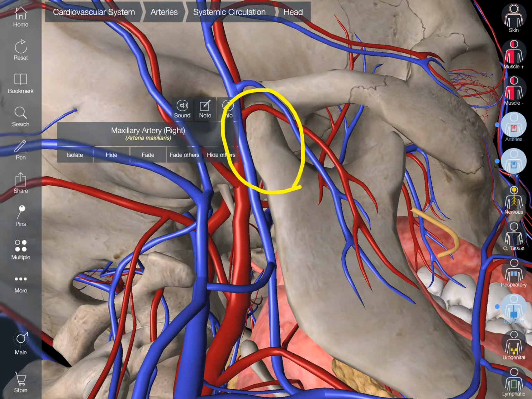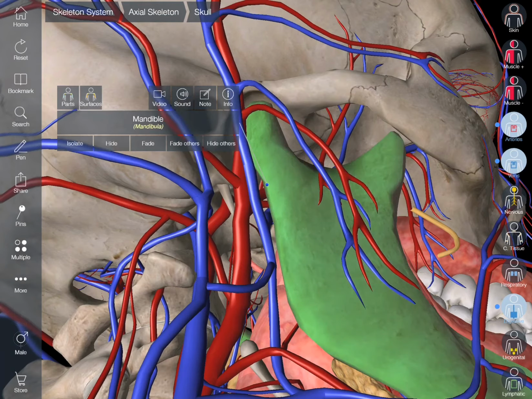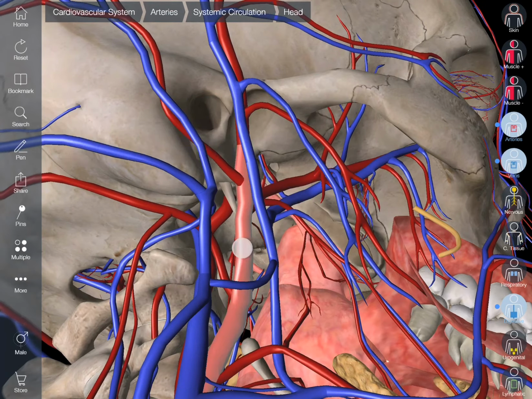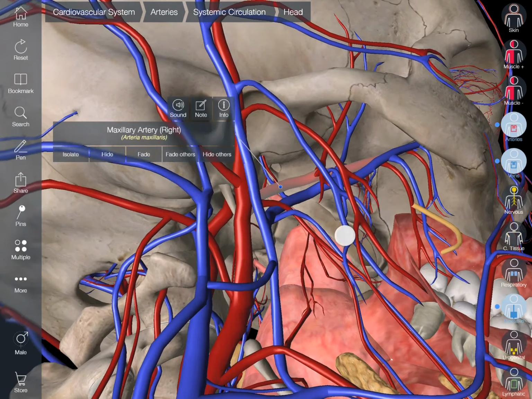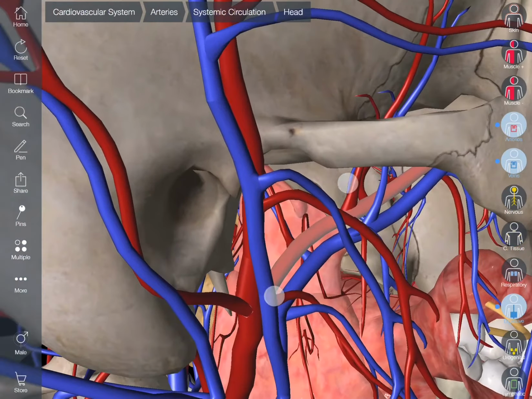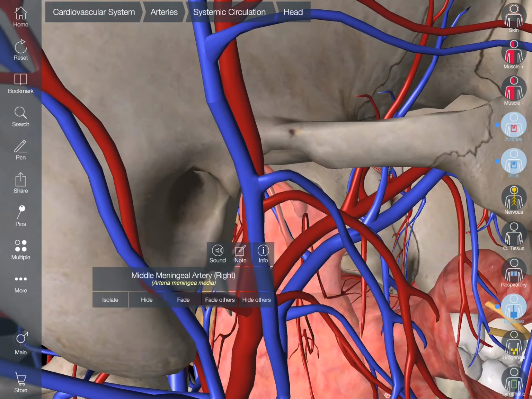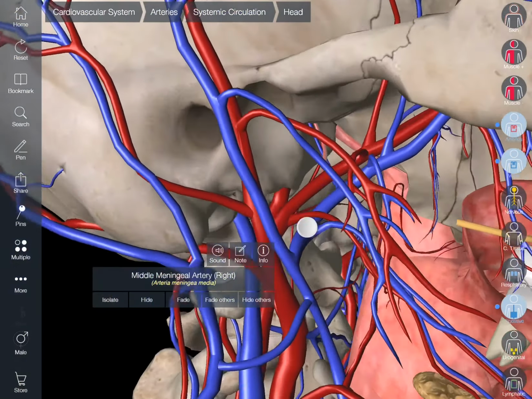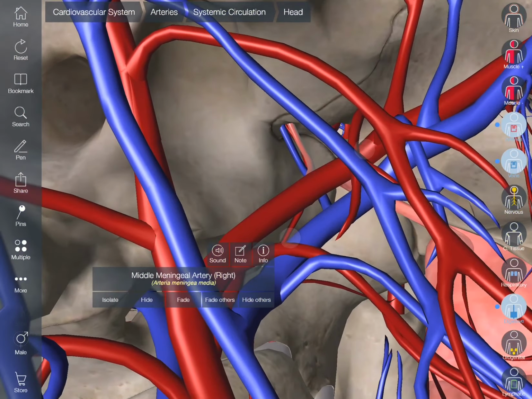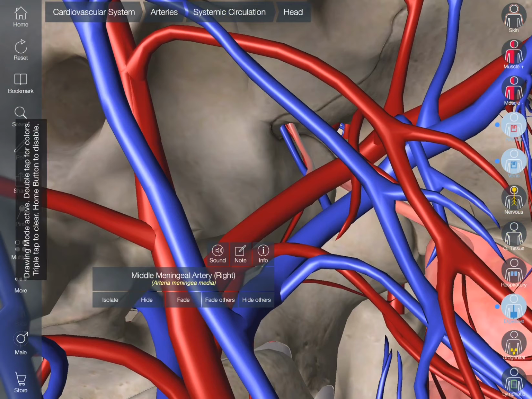So to see the maxillary artery more clearly, we have to hide this mandible. So this is the maxillary artery, a branch of the external carotid artery. So from the maxillary artery, there are many branches, but this is what we are actually more interested in. This is the middle meningeal artery. The middle meningeal artery will pass through a foramen in the skull. This is the foramen spinosum.